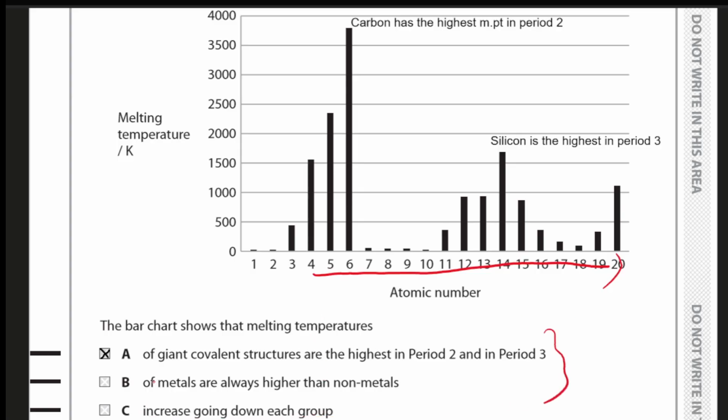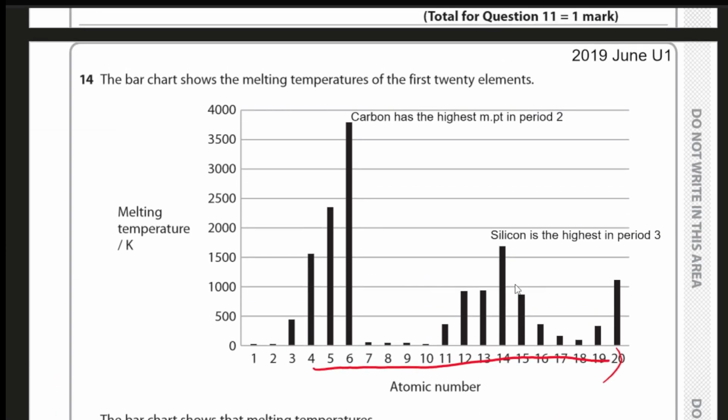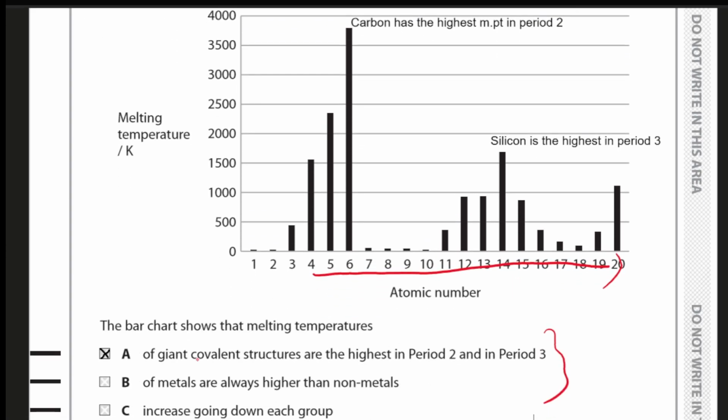Among A and B, A will be the correct answer, because we cannot say that metals are always higher than non-metals, since some metals have a lower melting temperature compared to non-metals. So the only option is giant covalent structures, because we can see carbon, silicon, all of them have giant covalent structures, and they are the highest in period 2 and period 3. So A will be the correct answer.